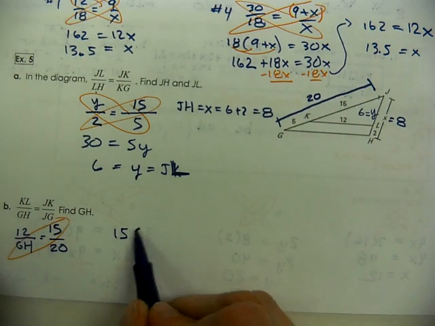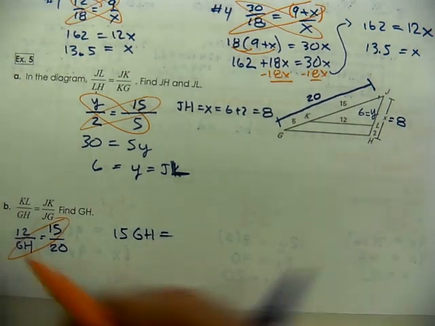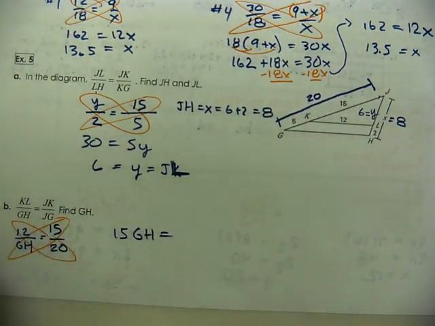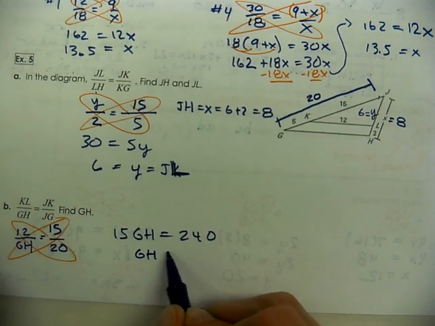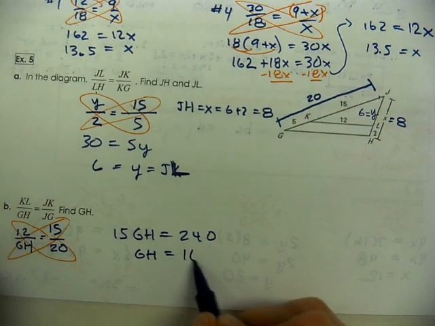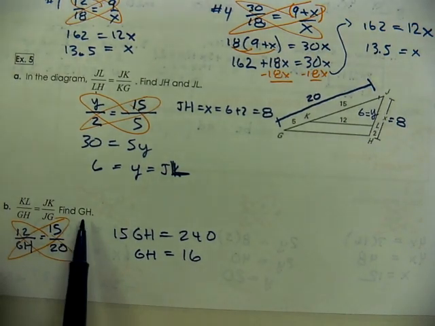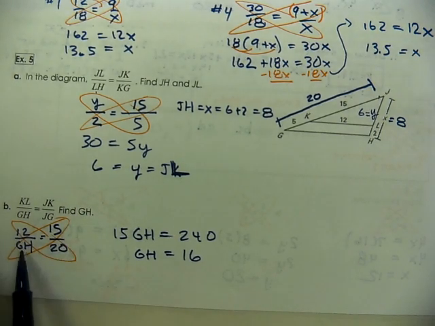Let's cross multiply. So we have 15 times GH equals 12 times 20, which is 240. Divide away the 15 to get your variable by itself, and we get 16. Right, so in a case like this, you have an option. You can either just pick a letter to represent that missing segment, or just use the segment name itself as your variable, and that's what I did here.